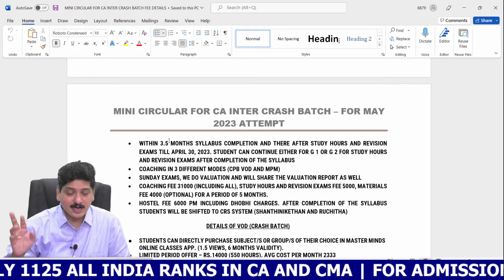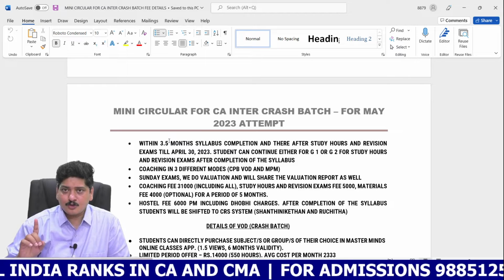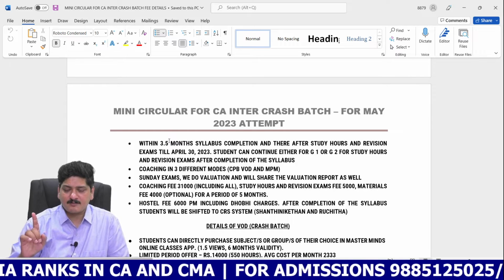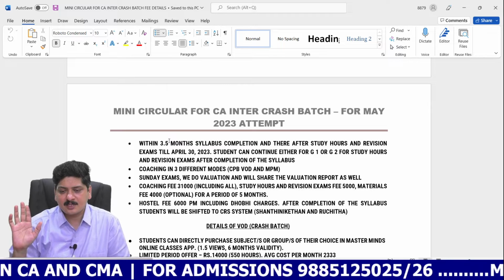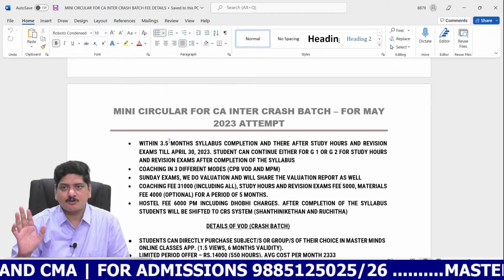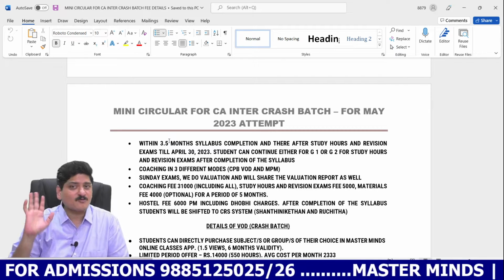And again, I want to repeat, after completion of the syllabus, though you joined for the group 2 regular batch, if you want to continue for the group 1 studies and revision examination batches, you're absolutely permitted without making, I repeat, without making the payment of any conversion charges.